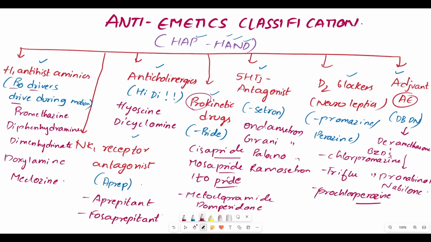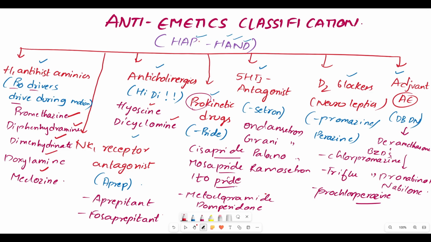So let me just repeat this entire classification for you once again. The antiemetics classification is further divided into these many subclasses. So remember it as HAP HAND, where H means it is H1 antihistaminics. Here remember the trick as pro drivers drive during motion. The examples are P means promethazine, D means diphenhydramine, dimenhydrinate, doxylamine, and M means meclozine. Coming to the second class, that is A, which is anticholinergics. Remember the trick as HI-D, where H means it is hyoscine, D means it is dicyclomine.